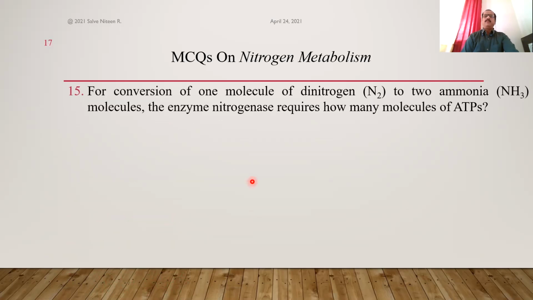For conversion of one molecule of dinitrogen, because it consists of 2 nitrogen atoms, when it is converted into 2 ammonia during nitrogen fixation by the enzyme nitrogenase, how many molecules of ATP does it require? So you have studied that the nitrogenase enzyme complex requires 8 electrons and 16 ATPs to convert dinitrogen into 2 ammonia molecules. So B is the answer here.